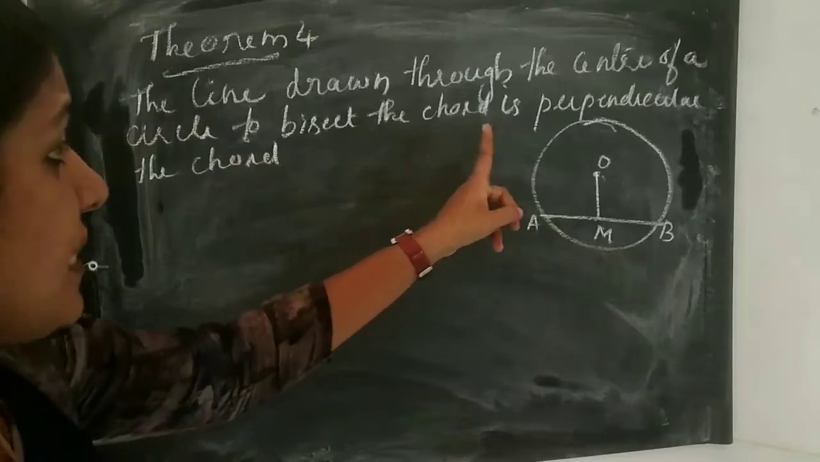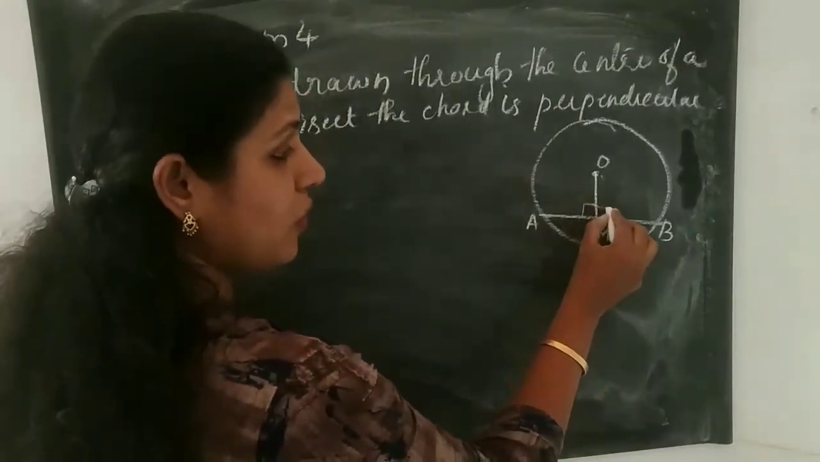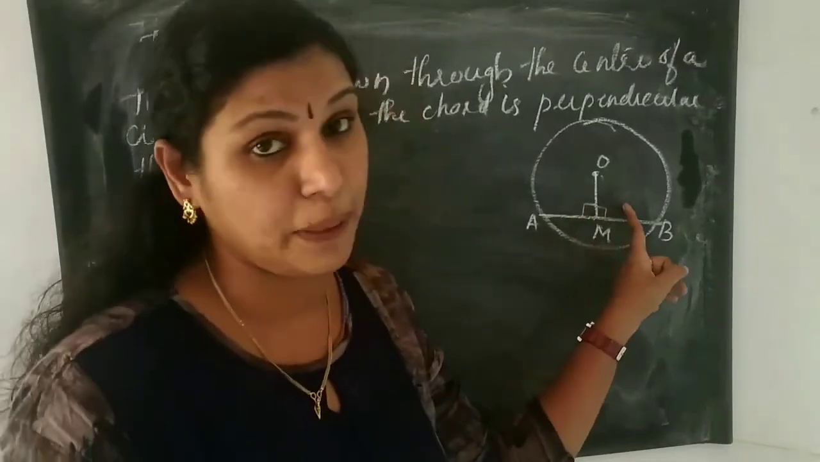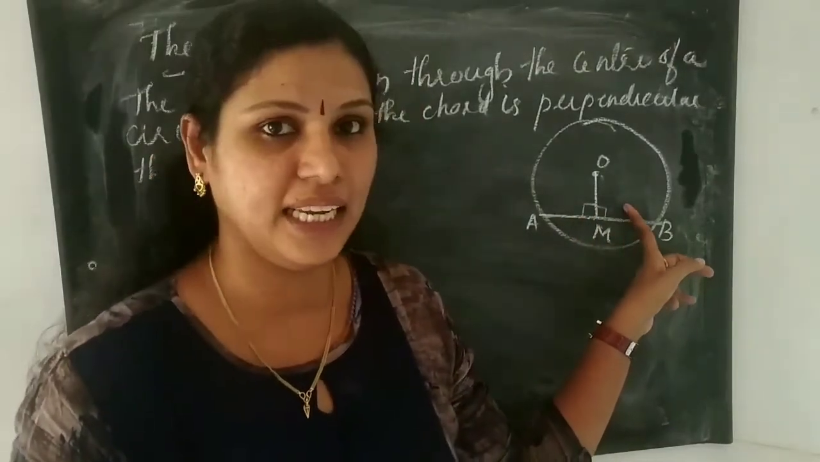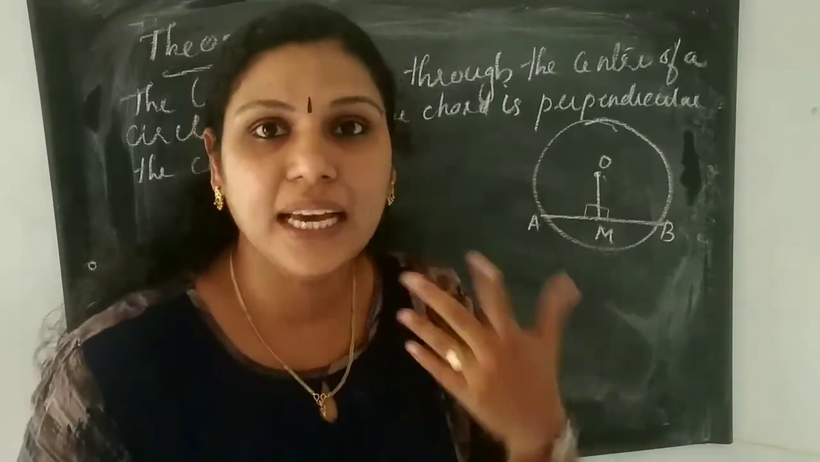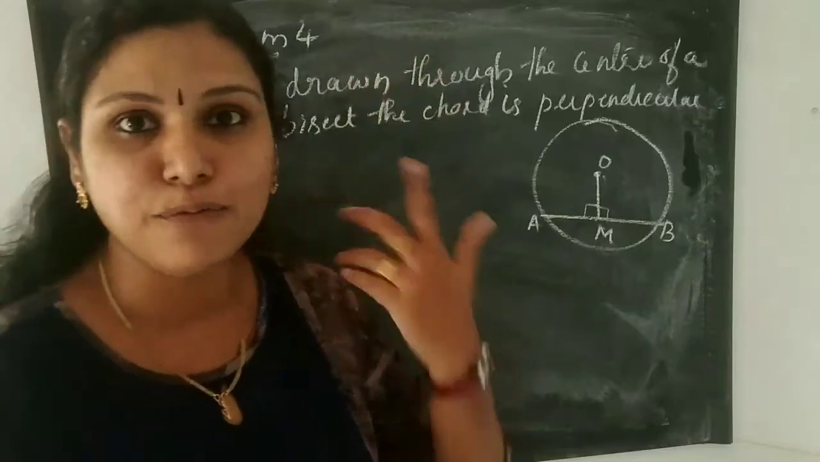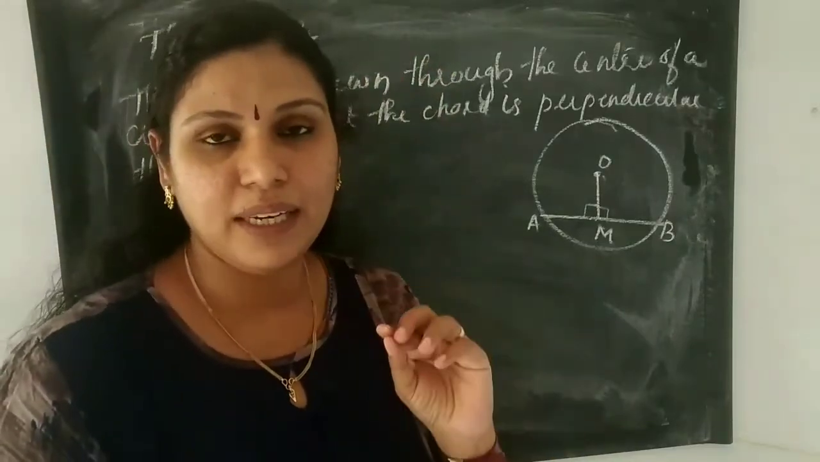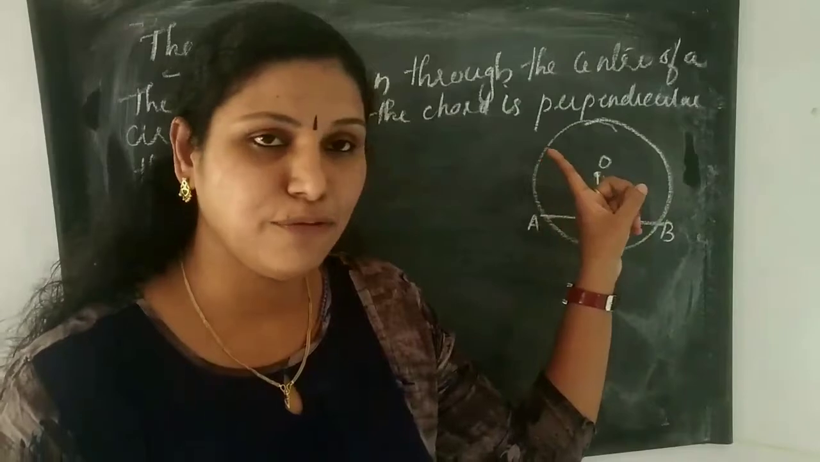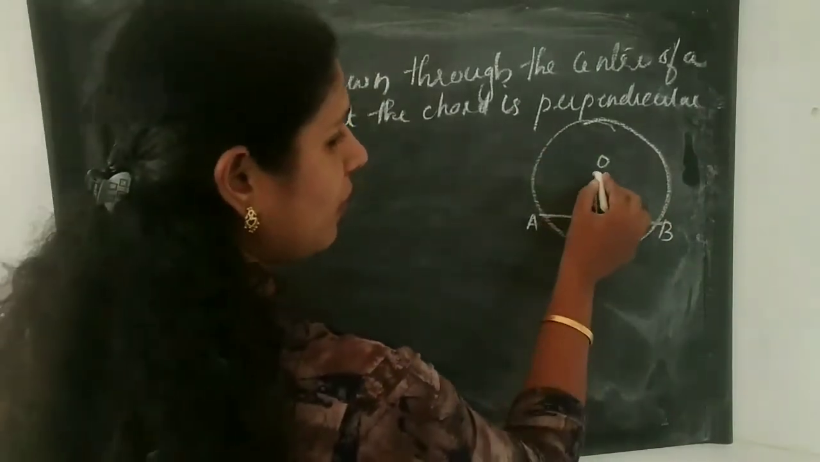Then the line bisecting the chord is perpendicular to the chord. We have to prove this is perpendicular. Perpendicular means 90 degrees. We have to prove that angle OMA and angle OMB are 90 degrees. See children, this is the converse theorem of theorem 3. For theorem 3 there is no need of proof, but for theorem 4, we need a proof. So how to prove?